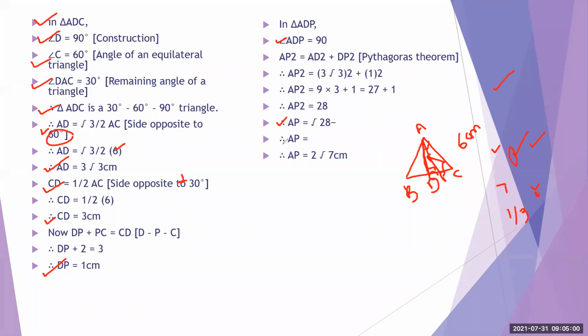That is, AP is equal to under root of 4 into 7. 4 is a perfect square, so when it comes outside of the square root, it will come only 2. So we get AP is equal to 2 root 7. With that, हमने यहाँ पे क्या किया students? What was asked here?